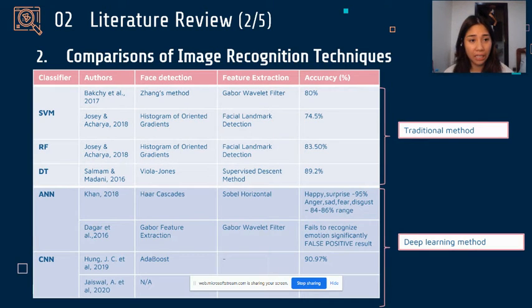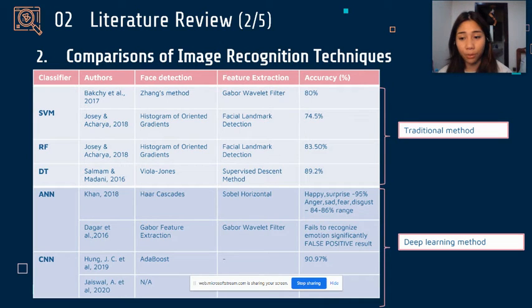Comparisons of image recognition techniques. I have divided it into two parts, the traditional method and the deep learning method. For the traditional method, I've emphasized SVM, RF, and DT as the classifiers, and ANN and CNN for deep learning. From the three different classifiers, several authors have worked on SVM using different face detection methods and different feature extraction methods. For RF, the face detection method and feature extraction method are also very different from each other. From the accuracy, we can observe that they can only achieve accuracy below 90%.